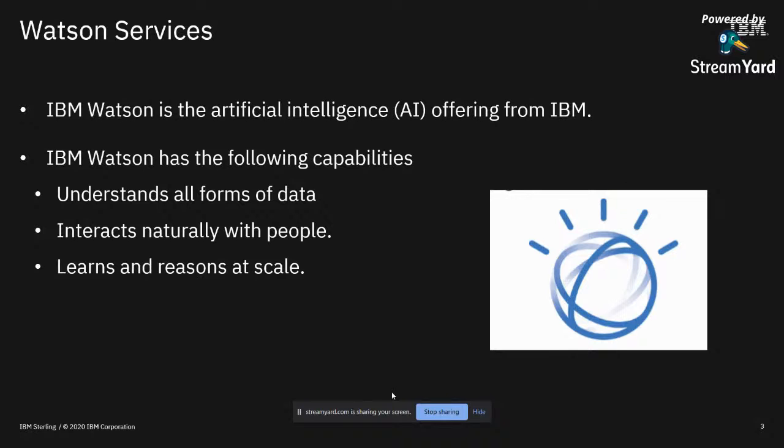So Watson Services is an AI offering from IBM. It has a lot of capabilities. First is understanding all forms of data. That means you have a lot of connectors to all your data sources. It might be MongoDB, it might be Cassandra, it might be any sources. You can always connect and do it.